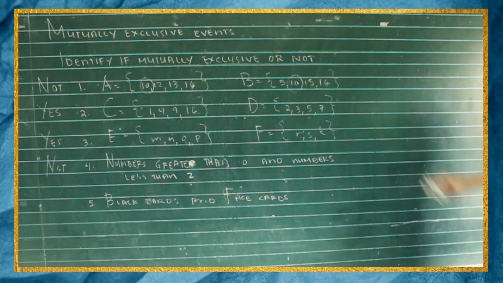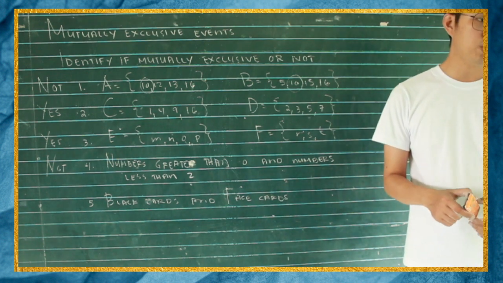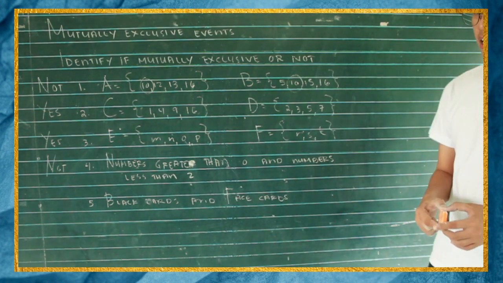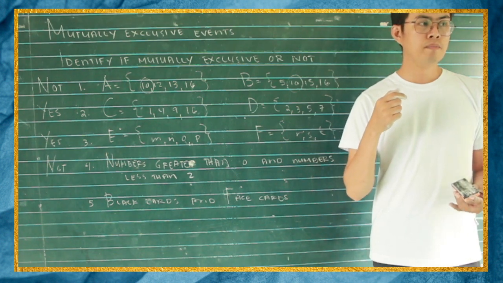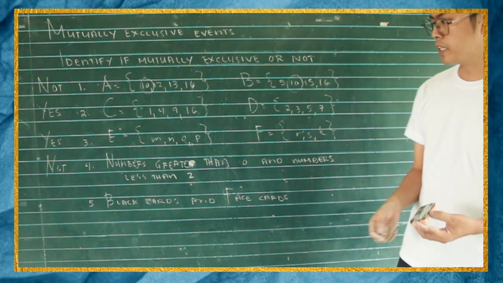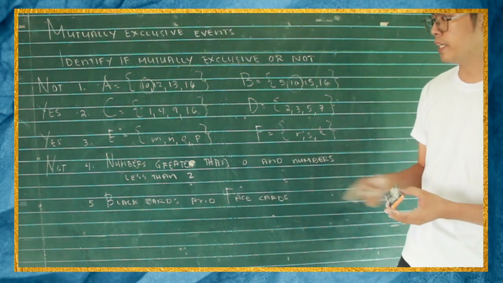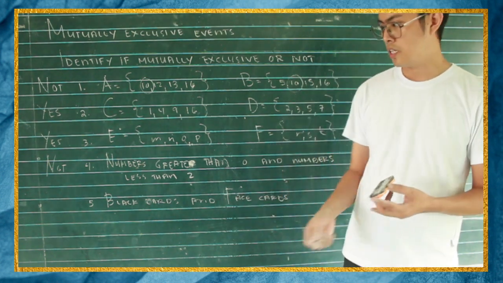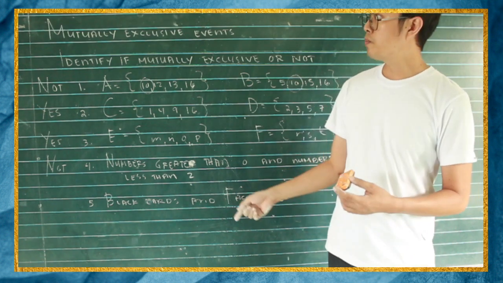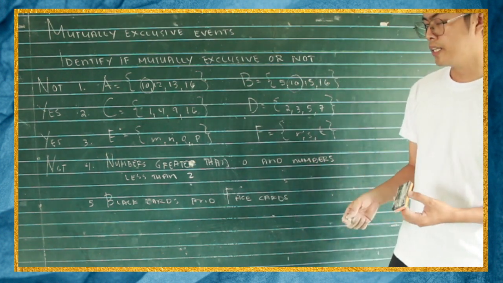Next, number 5. Black cards and face cards. Same as in my face-to-face classes, I do not encourage you to gamble or to use game cards with money involved. We are using the deck of cards for the sake of discussion in probability, because I can do many things with a deck of cards related to probability. One of these is to identify if the given events are mutually exclusive or not.